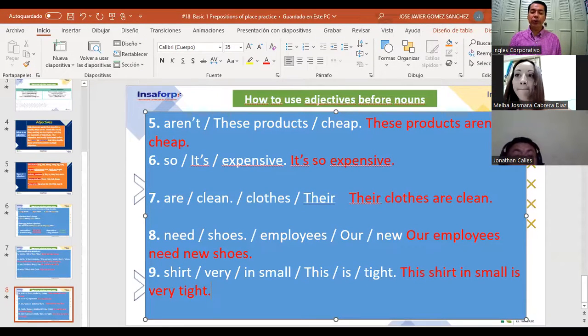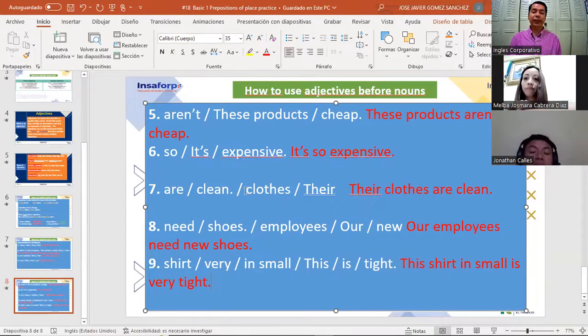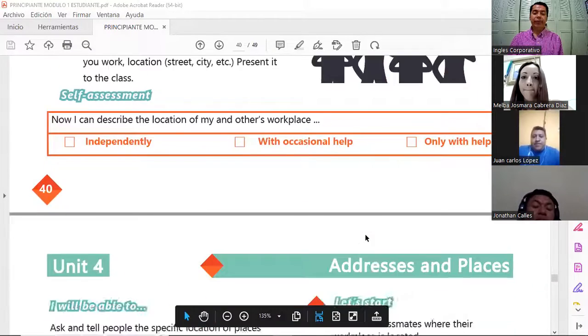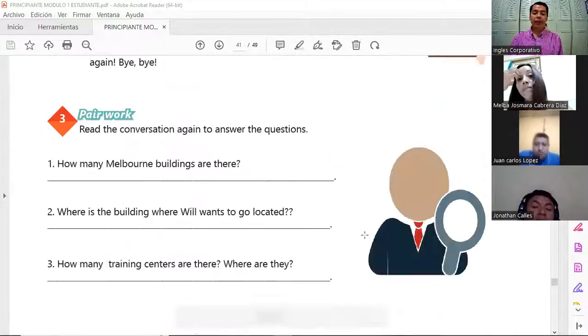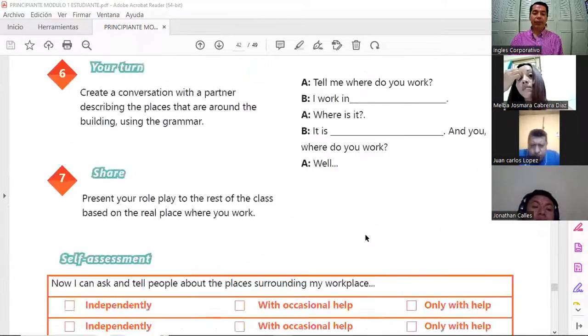Before we finish, I will show you the manual. Solo les voy a enseñar el manual. Okay, y terminamos la clase. Ya no nos quedó tiempo para más. Okay. Por aquí está el manual. Permítame un segundito. Está desenfocada mi cámara. Sí, ok. Good. The manual, right?